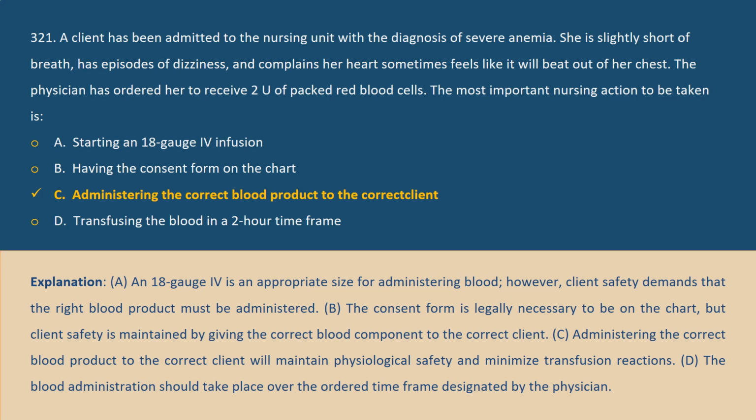Answer C. Explanation. A. An 18-gauge IV is an appropriate size for administering blood. However, client safety demands that the right blood product must be administered. B. The consent form is legally necessary to be on the chart, but client safety is maintained by giving the correct blood component to the correct client. C. Administering the correct blood product to the correct client will maintain physiological safety and minimize transfusion reactions. D. The blood administration should take place over the ordered time frame designated by the physician.